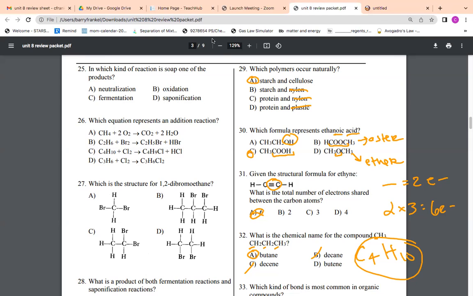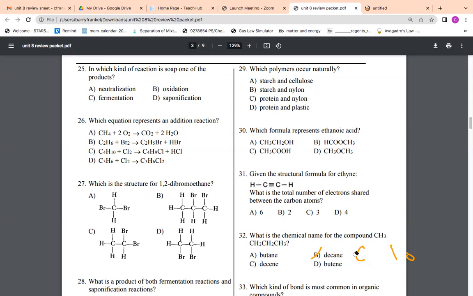All right, let's get rid of, where is my eraser? There we go. All righty.